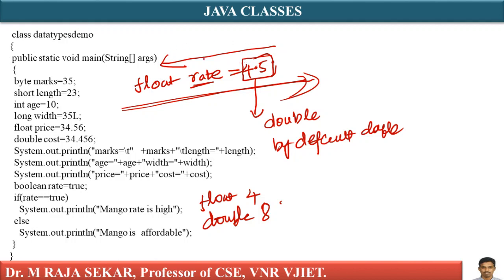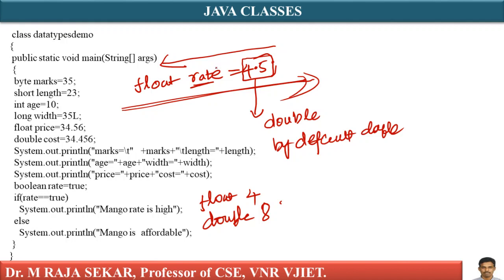Now what am I storing? I am storing 4.5 in the rate variable, but the rate data type is float. 4.5 is double, and double means 8 bytes. I am trying to store 8 bytes of data in a 4 bytes type variable. Float means 4 bytes, isn't it? Therefore, what will you get? It will generate an error. Which error will it generate?